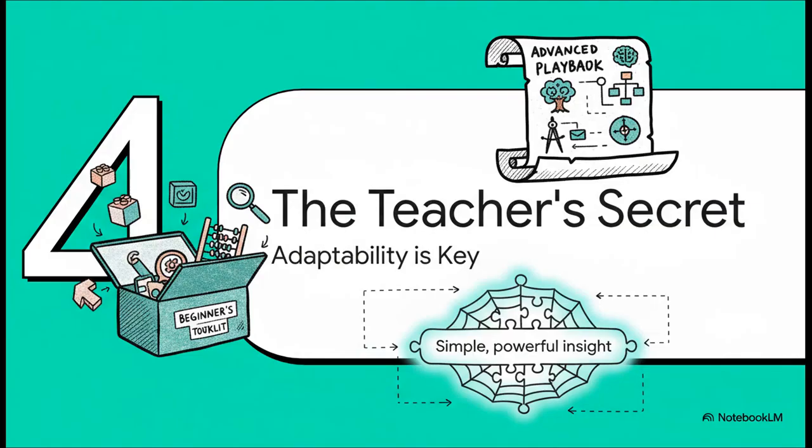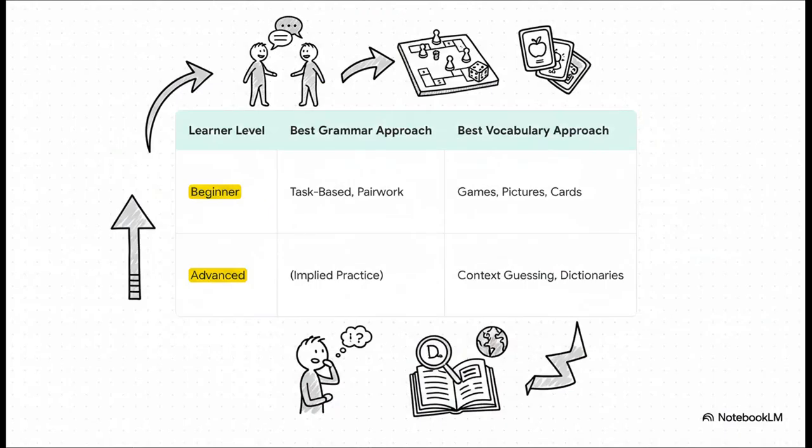So we've had a peek inside the beginner's toolkit and the advanced playbook. Now it's time to bring it all home and reveal the simple but really powerful secret at the heart of all this. This table lays the whole journey out perfectly. Look at the beginner column. It's all about guided hands-on activities. Tasks, pair work, games, you're being led. But then look at the advanced column. The focus completely shifts to building those independent strategies.